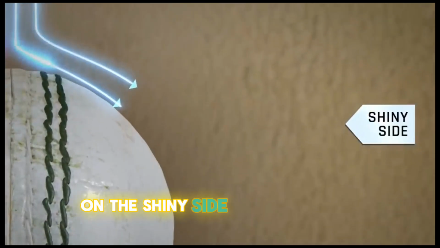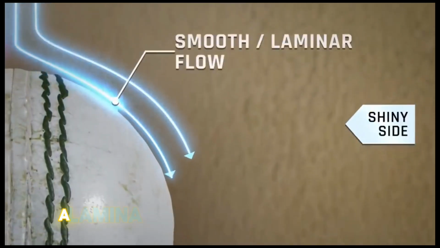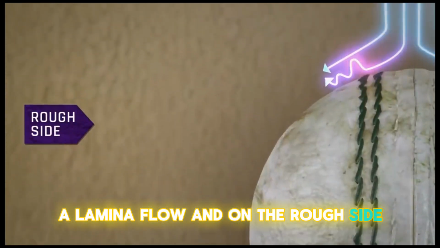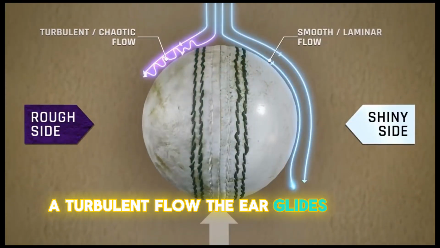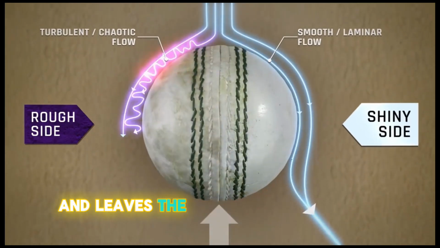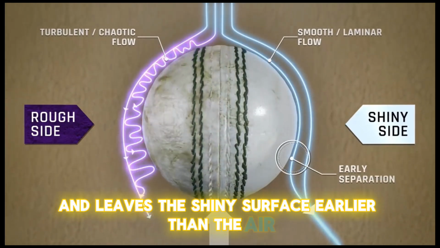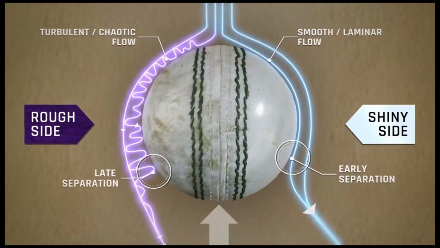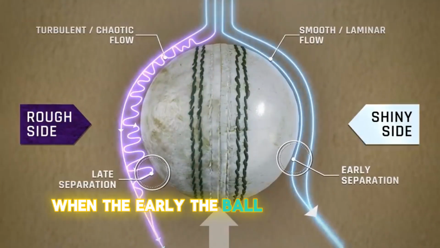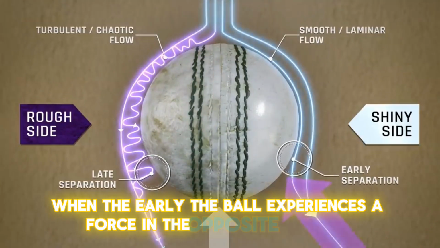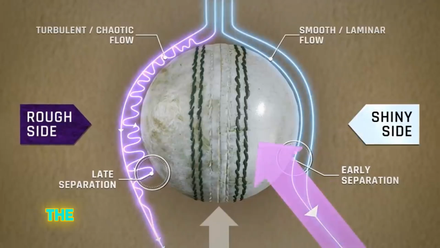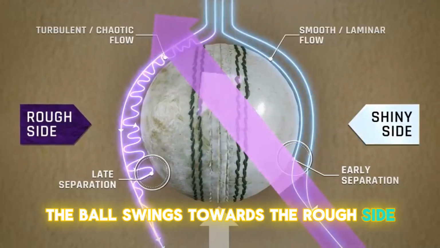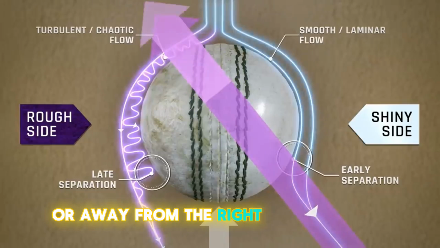On the shiny side, the air flows smoothly, a laminar flow. And on the rough side, the air flows chaotically, a turbulent flow. The air glides along the shiny side and leaves the shiny surface earlier than the air on the rough surface. The ball experiences a force in the opposite direction towards the rough side. As a result, the ball swings towards the rough side, or away from the right-handed batter.